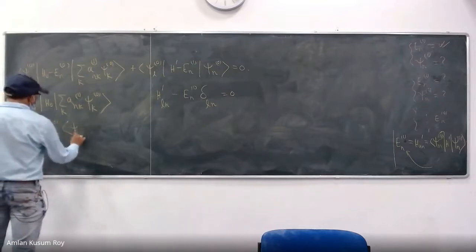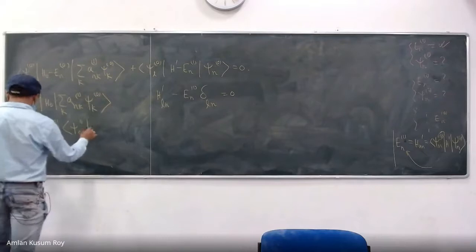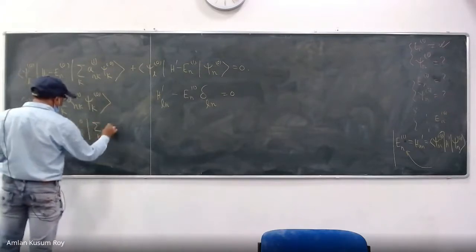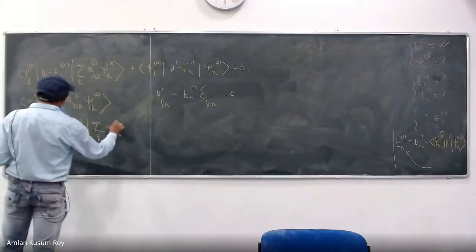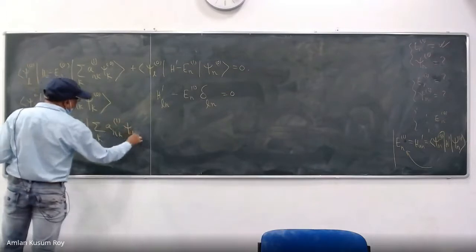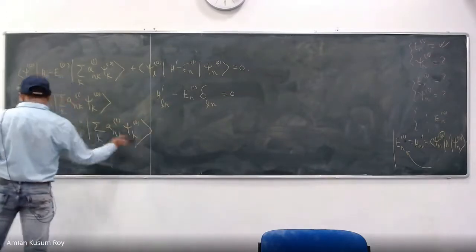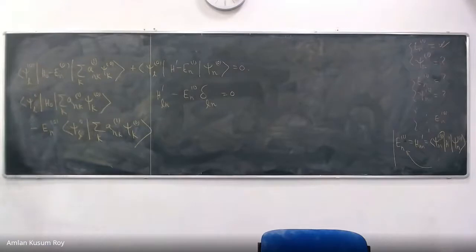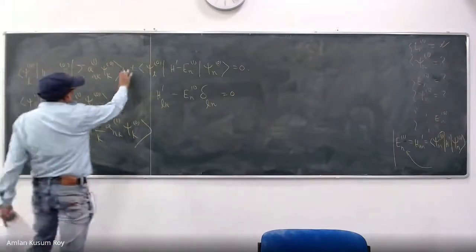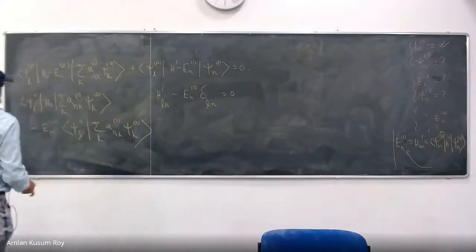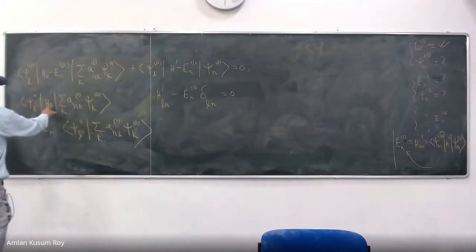So psi L0, K, ANK1. That's what it means. So we are just trying to simplify these two. Okay, so let us look term by term, psi L0, H0, and this guy.